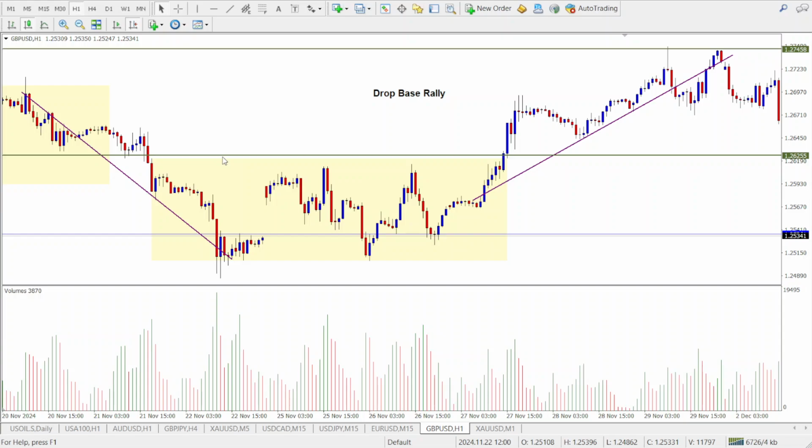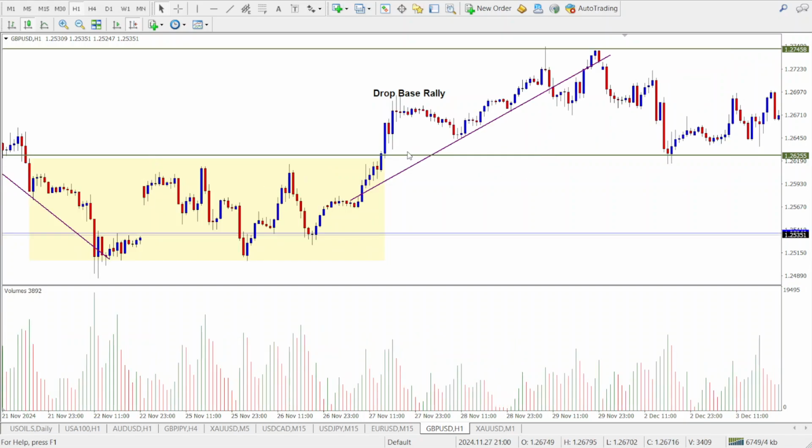And then finally, wait for confirmation. It's always important to wait for the breakout with confirmation. If the rally starts to lose momentum, avoid entering until price clears the base clearly. Avoiding these mistakes will help you become more successful when trading the drop base rally pattern.